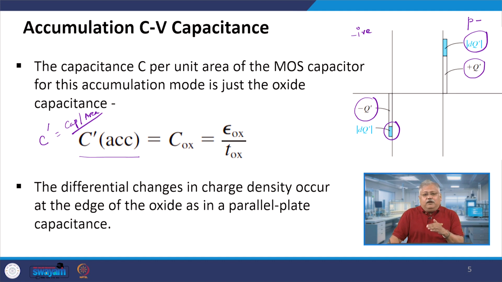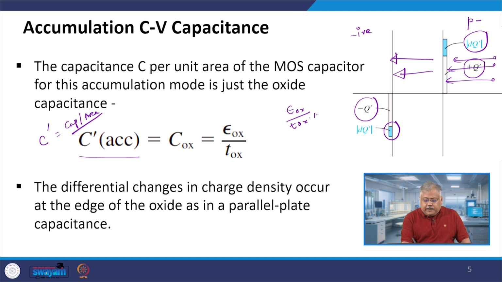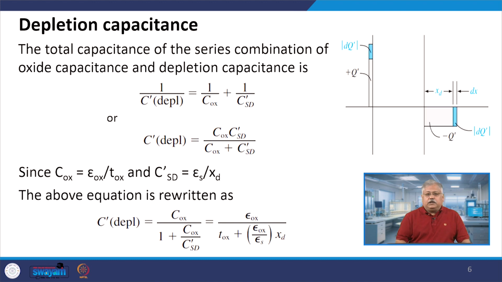So the electric field will be towards this direction, right, and all the holes which were here will be pushed towards this side, and there will be an accumulation region. And we define the accumulation capacitance as nothing but a simple parallel plate capacitor. So it's a parallel plate, epsilon ox divided by tox into A, and therefore when you write it per unit area, you divide this by A, this cancels with this and you are left with epsilon ox divided by tox, right.